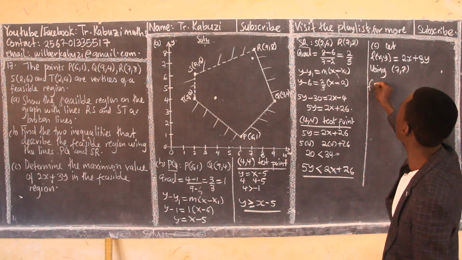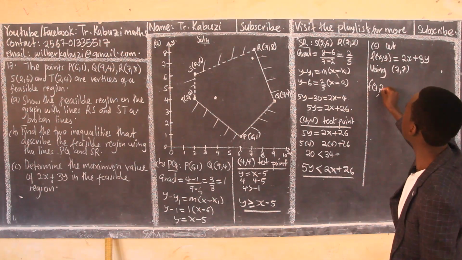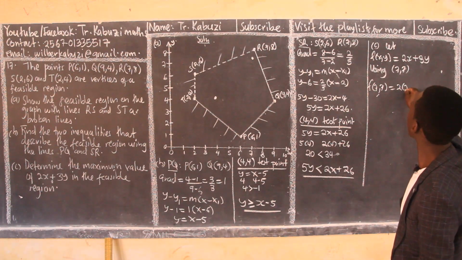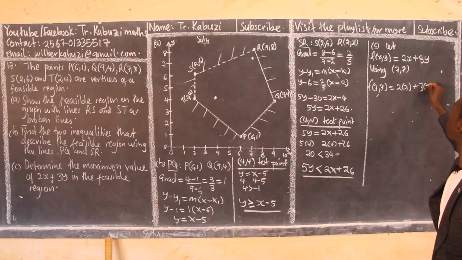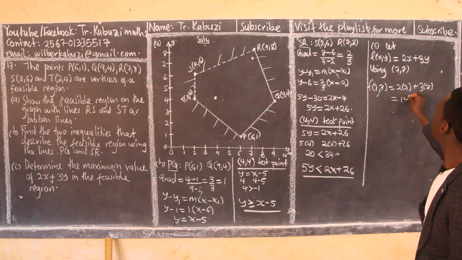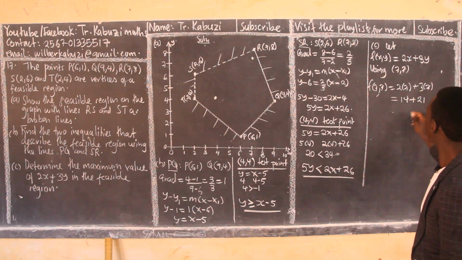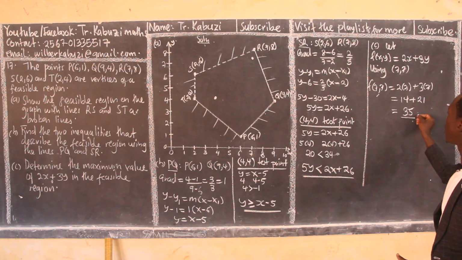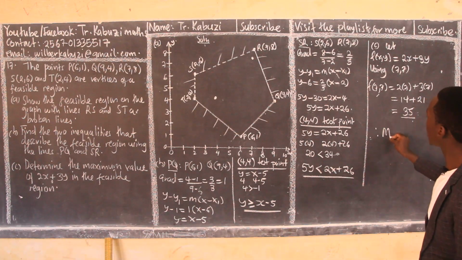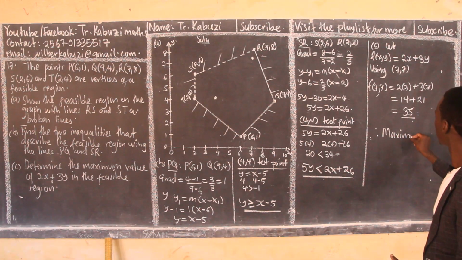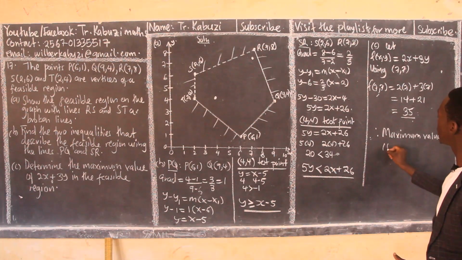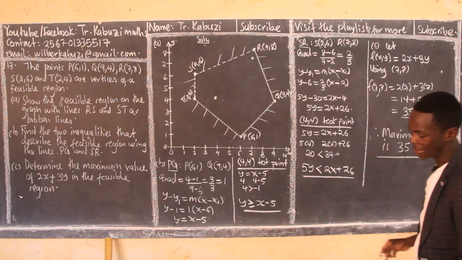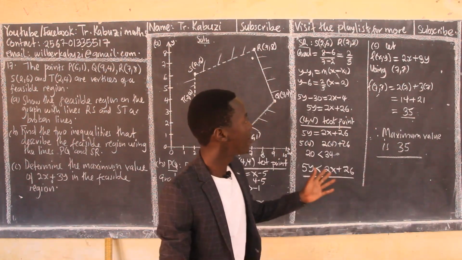So putting them in my function, this is 14, this is 21, and when I sum, this gives me 35. Therefore, my maximum value is 35, and so that's it. That's how we handle that number.